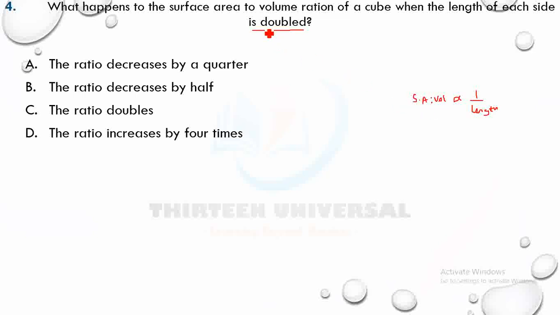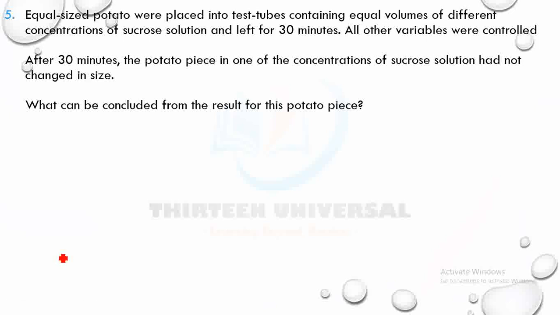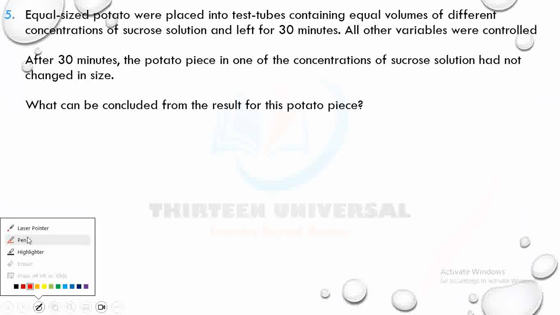So if the length is doubled, surface area to volume ratio is going to be halved. So the option that has half there is going to be halved, and that is B, because they are inversely proportional. Is that okay? All right, so let's go into other questions.